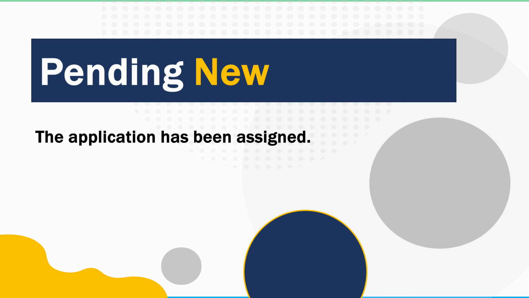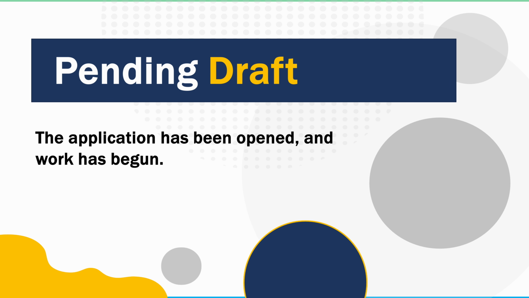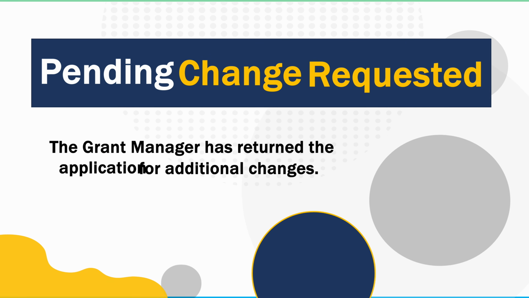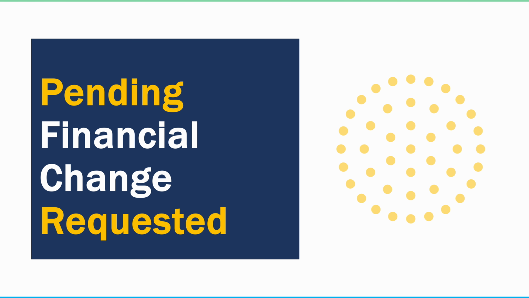Pending new. This means that your application has been assigned, but no one at your entity has begun work on it. Pending draft. This means the application has been opened and work has begun. Pending change requested. This means that the grant manager has returned the application for additional changes.